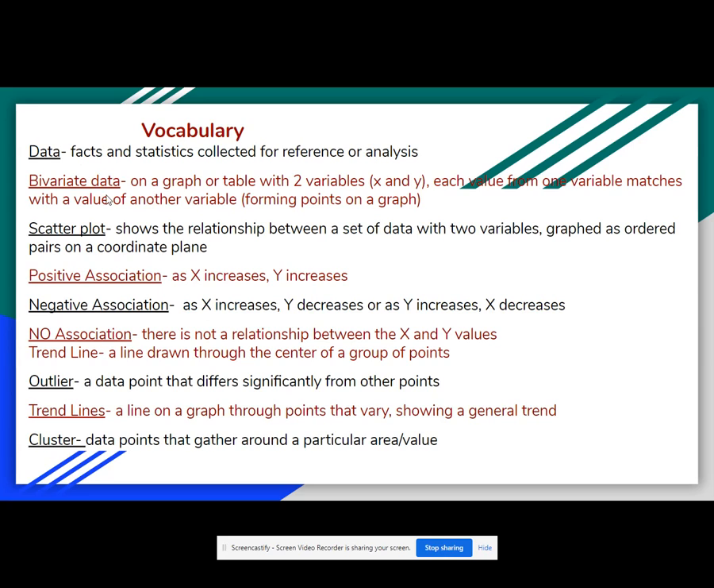We are comparing values from x-axis to y-axis and how they relate to each other, and we're forming points on a graph. So positive, negative, and no association. I hope those were easy for you last week. And of course, identifying an outlier, forming a trend line, giving it a y equals mx plus b. And your only new vocabulary is a cluster. So basically, when those dots gather together around a particular area or value to form a trend line, that is called a cluster. Easy enough.